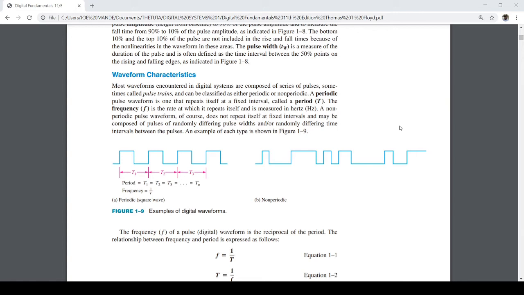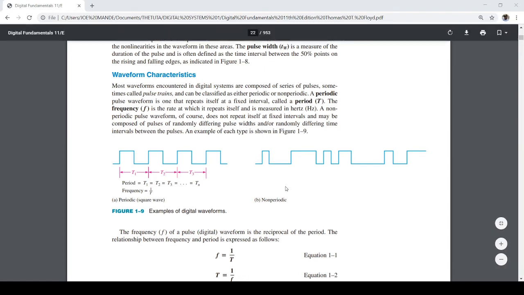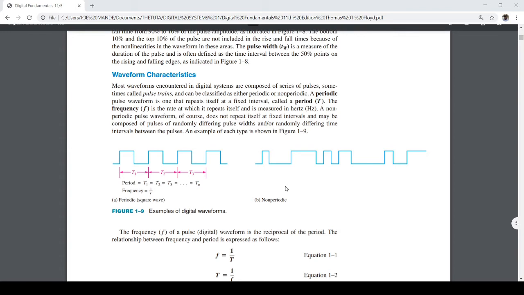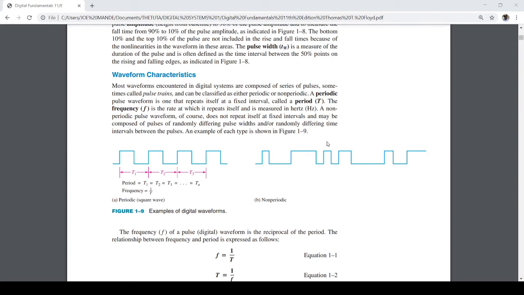Another point we can discuss under the waveform characteristics is, as we said, this ideal form, a square wave. We have the one that's periodic. Periodic means we have a repetition of the same wave from time to time. Like you can see, you have a first period, and the first period is the same as the second period, and is the same as the third period. But this second one is a non-periodic waveform because there is no repetition here.